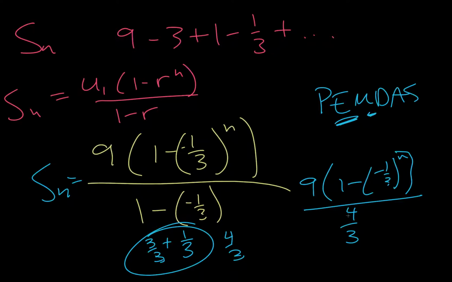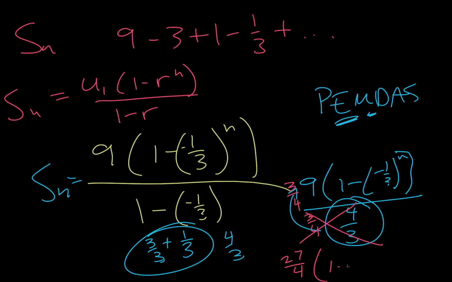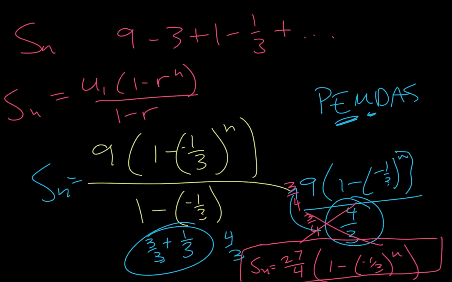Now, what we can do though is combine this 9 and this 4/3. If I want to bring this 4/3 up top, I just think of it as a reciprocal. So in other words, I can multiply the bottom by 3/4 and the top by 3/4. Cancels the bottom. Top, 3 times 9 is 27/4. And then 1 minus negative 1/3 raised to the n. And that would be our S sub n. That would be our general series formula for this series.